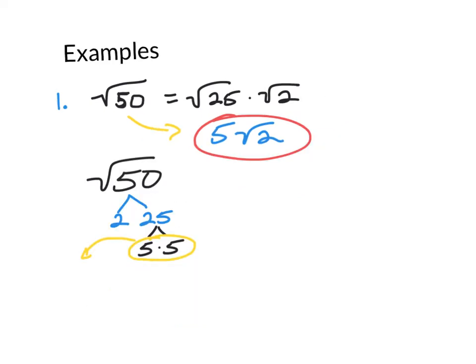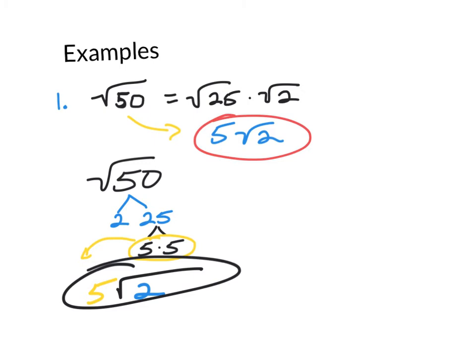And when you bring them outside of the radical, you simply write your answer as 5. And then what is remaining inside the radical is this 2. So we have to go ahead and write the 2 inside of the radical, and we get the same answer. It's 5 times the square root of 2. Okay, so it's two ways to come up to the same answer.